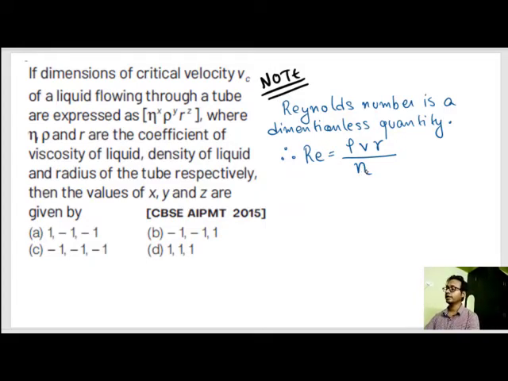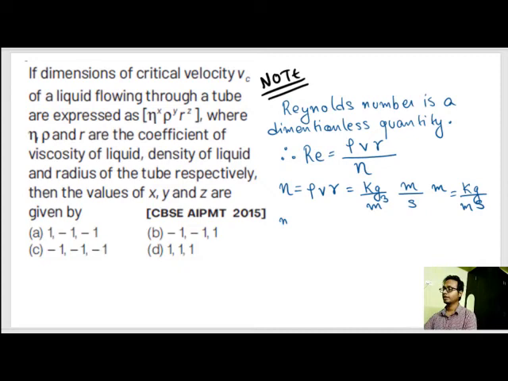Therefore, units and dimension of n can be written as rho v r, or is equals to kg. What is density? Density is kg per meter cube, into velocity is meter per second, into r is meter, or is equals to kg by meter second. Okay, this is the dimension of dynamic viscosity.